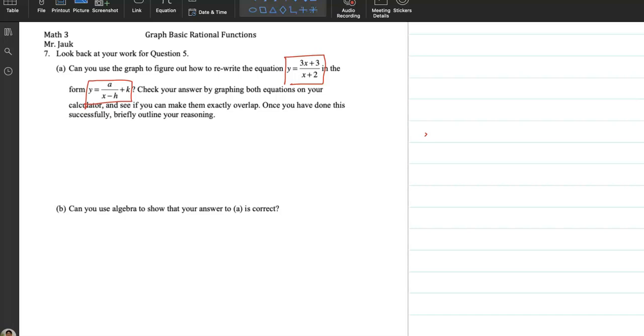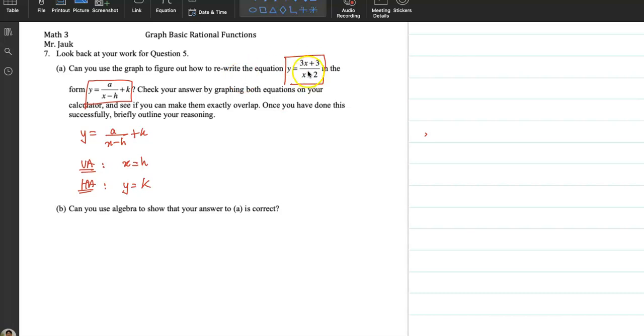So what you can do in this case is, see, in this form, what's my vertical asymptote? X is equal to h. What's my horizontal asymptote? Y is equal to k. In this form, x is equal to h is your vertical asymptote and y is equal to k is your horizontal asymptote.